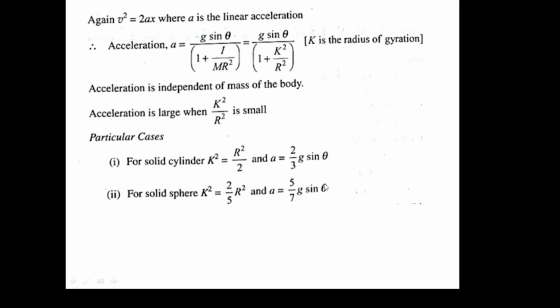So the acceleration of a solid sphere is greater than the acceleration of a solid cylinder having the same radius. So the solid sphere falls faster than the solid cylinder. So it is all about the moment of inertia.